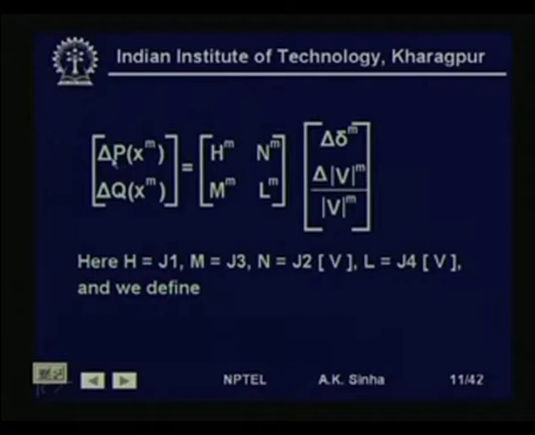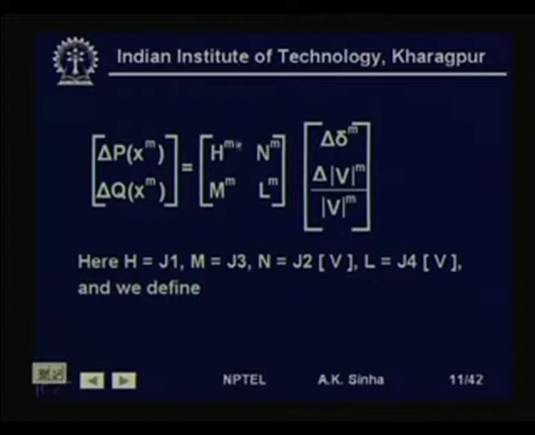Therefore, the relationship now comes out to be del p and del q at the mth iteration, that is, with the value substituted for x, which is delta and V, that is, V and delta angles. So x is V and delta. Substituting the value for that in the equation for P and Q, we get P specified minus P calculated, and that will give me delta P and delta Q at that state with that state variable.